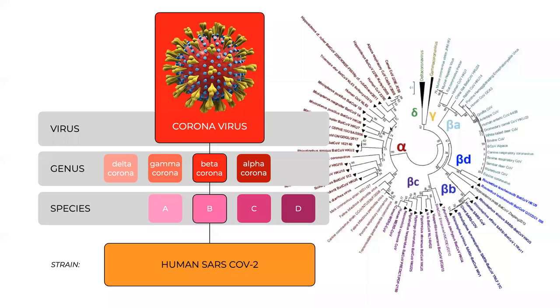Based on the phylogenetic relationship and genomic composition or structure of COVID-19, it belongs to the genus beta coronavirus, which has a close similarity of COVID-19 to the severe acute respiratory syndrome related coronavirus or SARS-1. And after the SARS outbreak, the coronavirus study group of the International Committee on Taxonomy of Viruses termed the virus SARS-CoV-2.